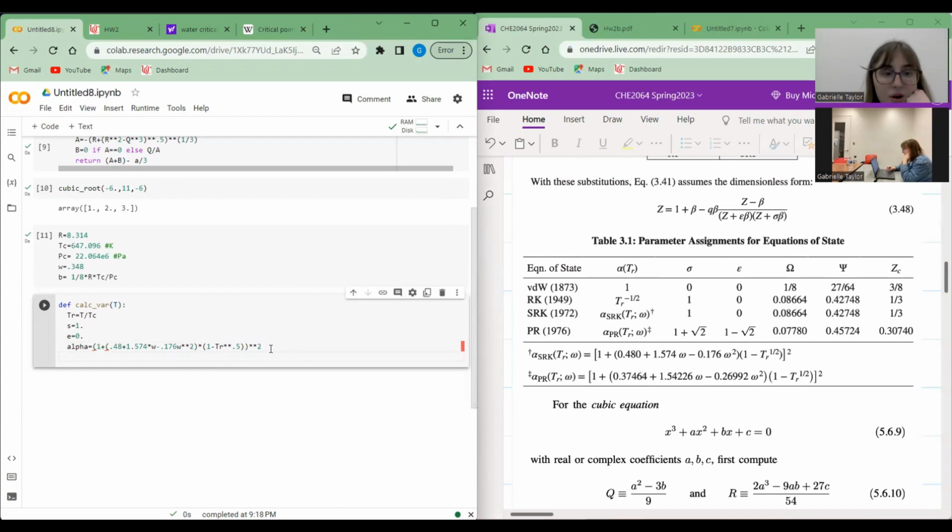Okay, and so after we solve for our alpha, we need to put in our omega, and then we're using the SRK equation. And then omega, and then we need our psi, which is going to be 0.42748.